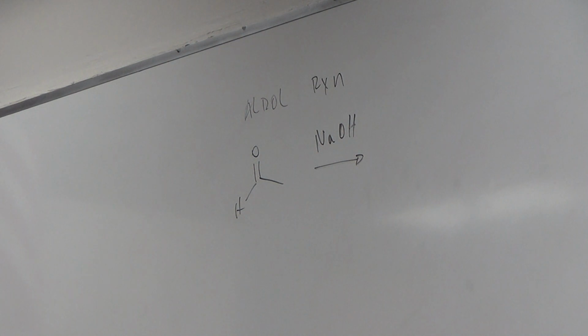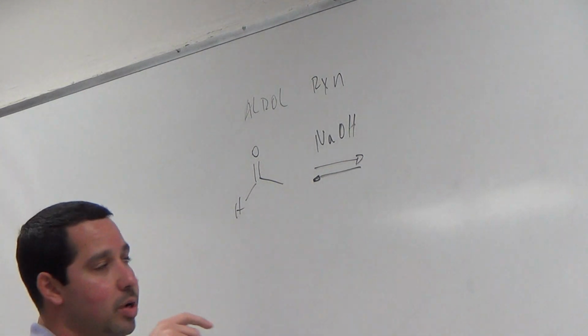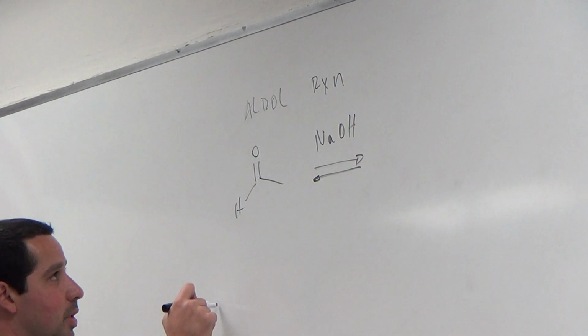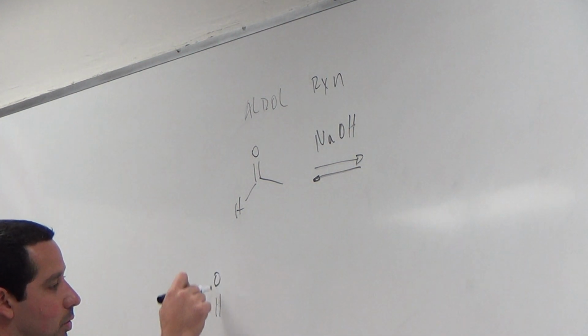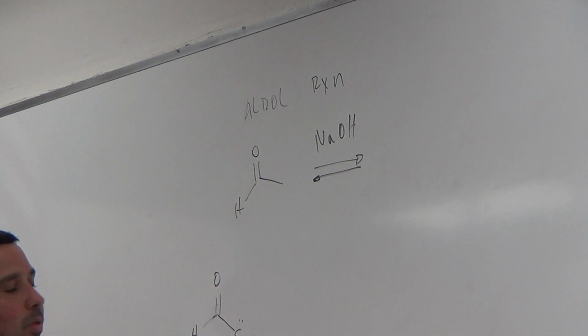Let's say I add sodium hydroxide to that, or I add a base to this, yes? Now this reaction is going to go back and forth. Yes, back and forth. If I add a base to this, what is it going to form? It is going to form the enol. Yes or no? Do you agree? Yes, it's going to form the enol.